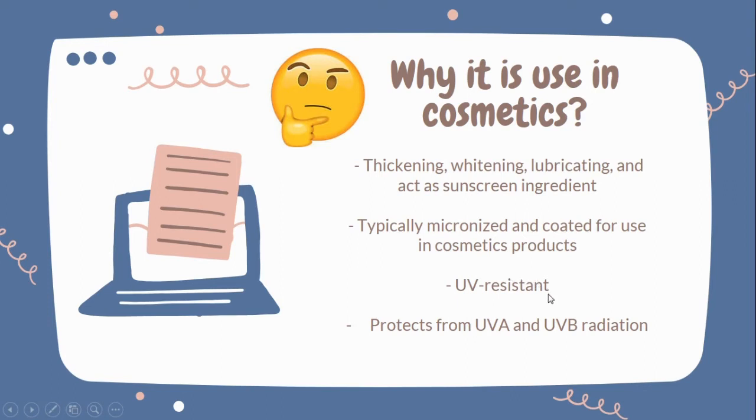The next one is titanium oxide is UV resistant. As we said previously, the nanometric form of titanium dioxide is used to make sunscreen. So, with the characteristic of UV resistant, titanium oxide able to protect our skin from UVA and UVB radiation.